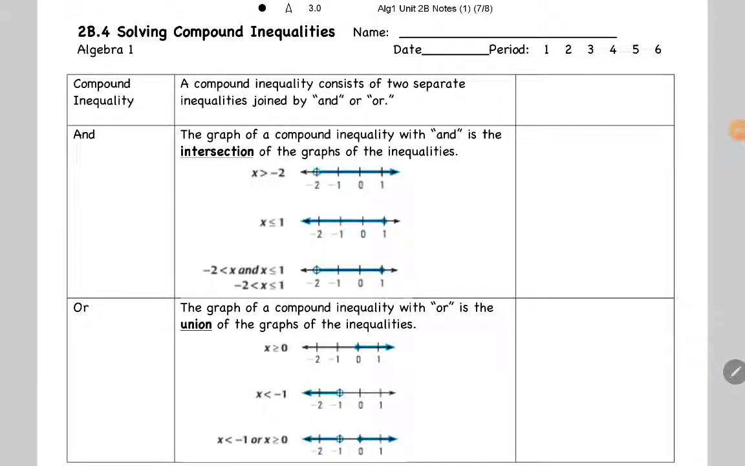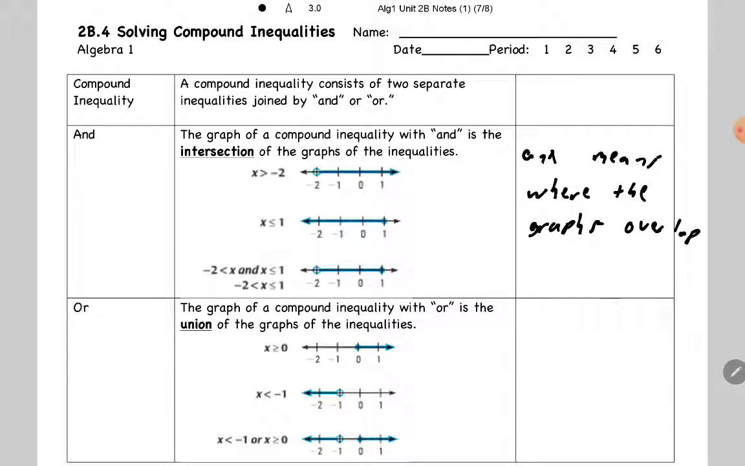Today we'll be solving compound inequalities. It's just inequalities where there are two or more separate ones joined by the word "and" or "or". If we use "and", it just means where the two inequalities overlap, so where the graphs overlap.